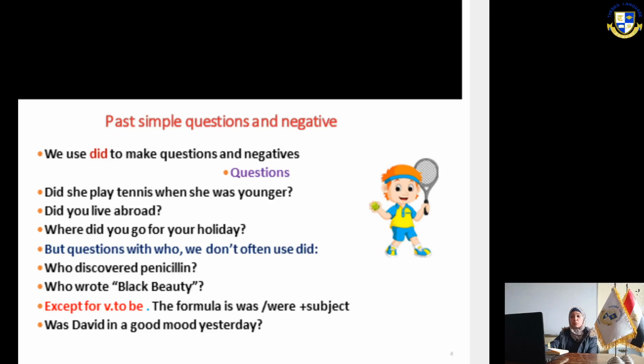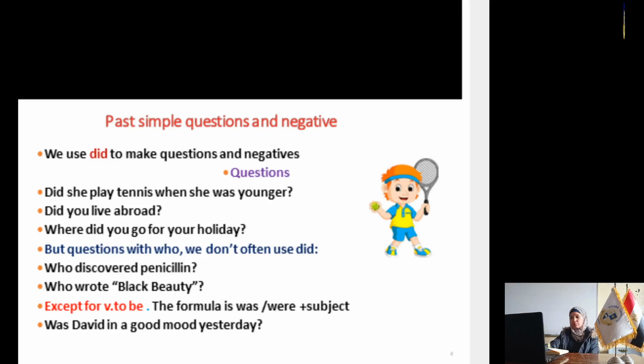The formula will be was or were plus subject. For example, I can say, was David in a good mood yesterday? You can say, yes, David was, or no, David wasn't in a good mood yesterday.